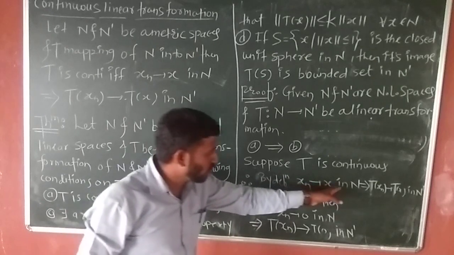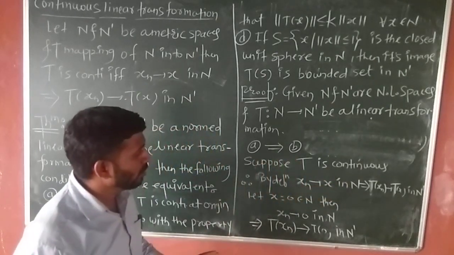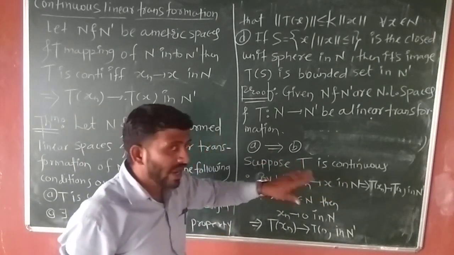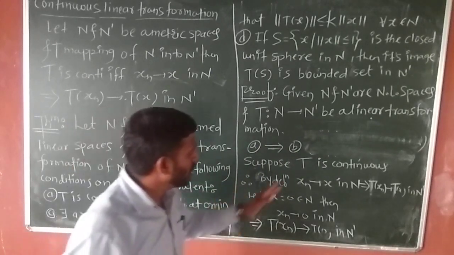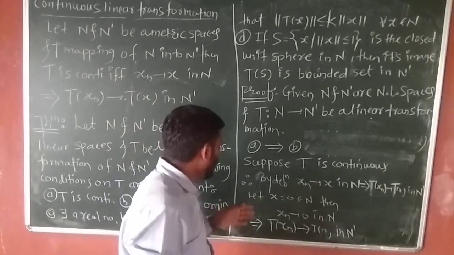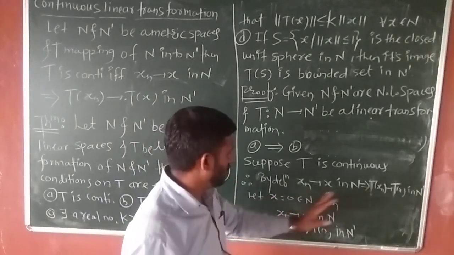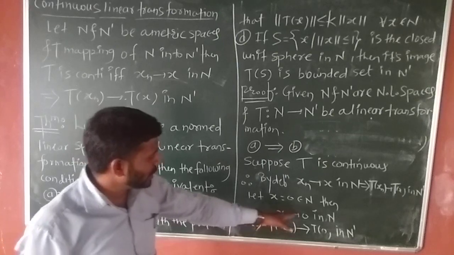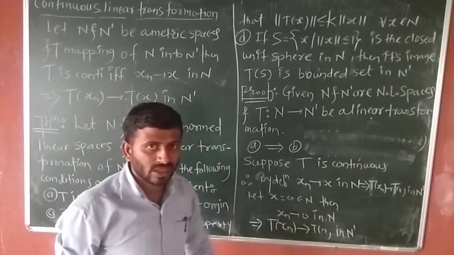So this condition also holds here. We have to show this transformation is continuous at origin. So we take here, let x_n belongs to N. Then x_n tends to 0 in N.